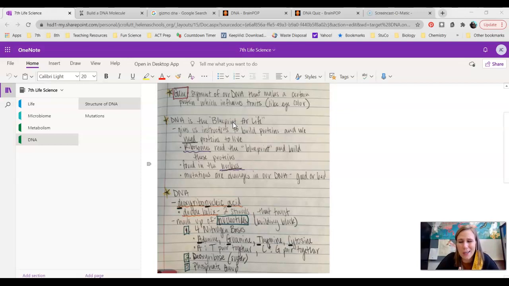So what I hear kids say a lot is, all right, well, what's DNA? And they say, DNA is what makes your eyes brown and your hair brown and your skin a certain color. Well, that's just not true, okay? We don't have little DNA floating around in our eyeballs that are brown. We have proteins that are brown that make our eyes brown. So DNA is strictly the instruction to make those proteins. So it gives us the instructions to build proteins, and we need proteins to live.